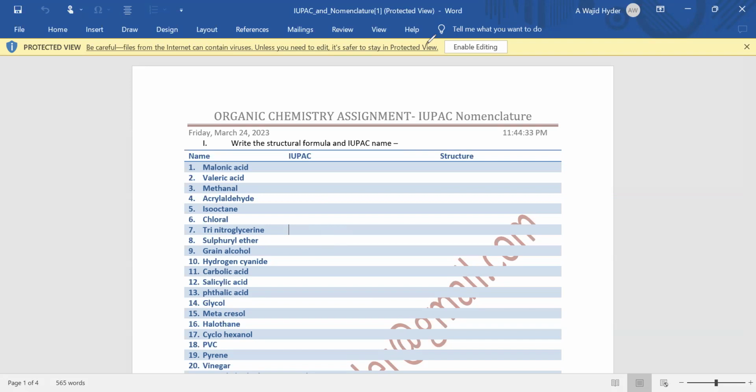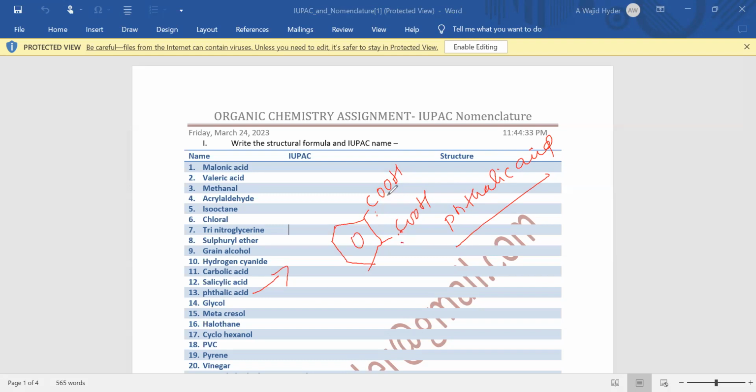Now see, what about phthalic acid? What is phthalic acid? Just take benzene, and on the first and second carbons, COOH is there. This is called phthalic acid. If it is 1,2, then only phthalic acid.